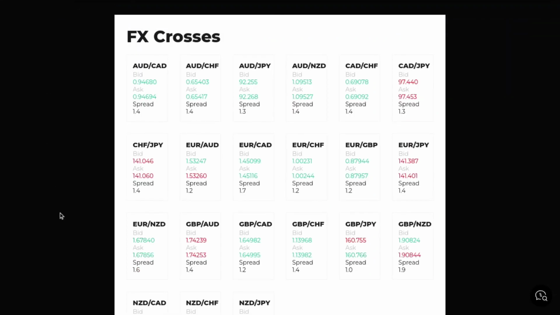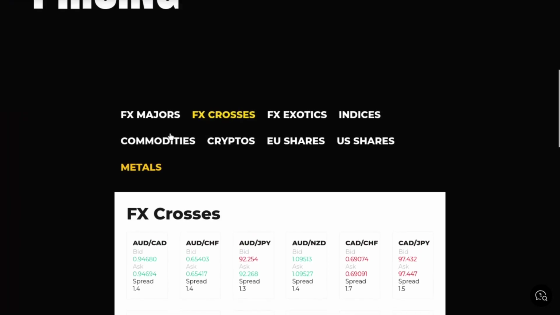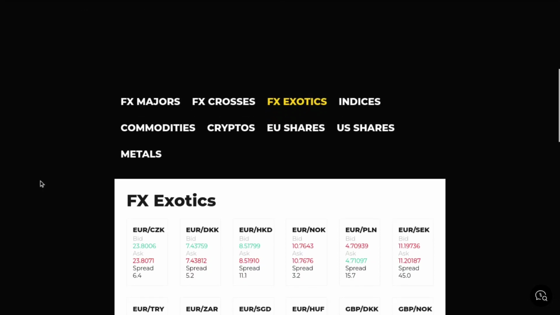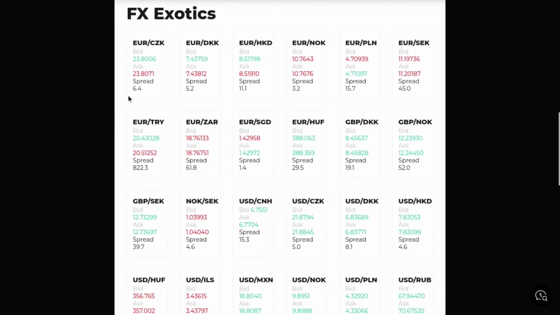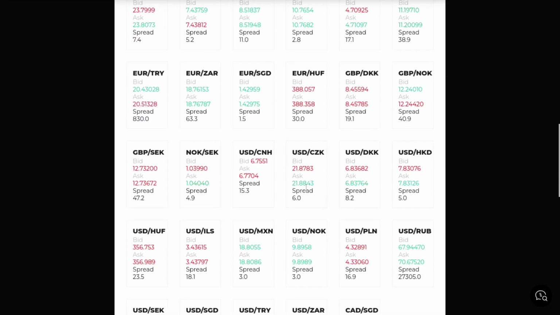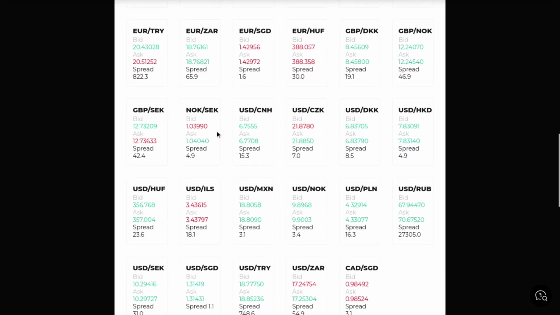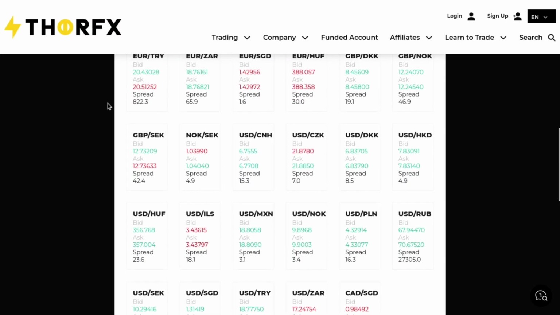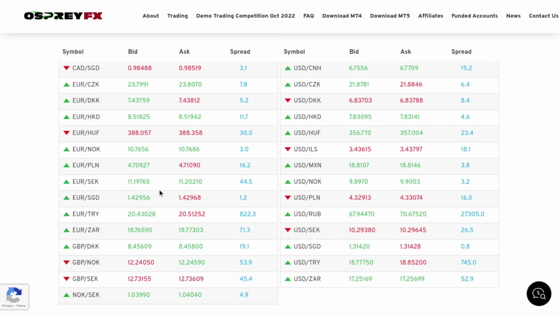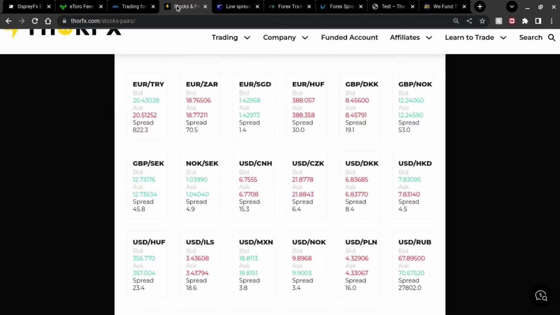eToro and Avatrade are fairly similar. Let's look at Thor FX, the Asgardians. What does Asgard have? FX Exotics, so we can see here. I'm assuming, based on the last few, it might be similar to Osprey, which they seem to be. Fairly similar, kind of all over the place on some, but fairly similar. I want to see the difference in spreads. So we got 830, and looking at this one in particular, Euro TRY. What is Euro TRY here? Euro TRY, 822. So fairly similar for the most part.